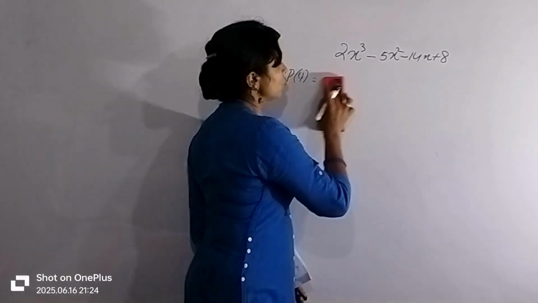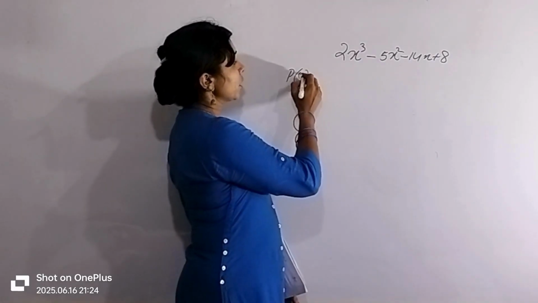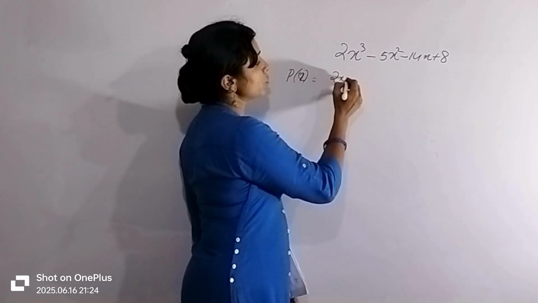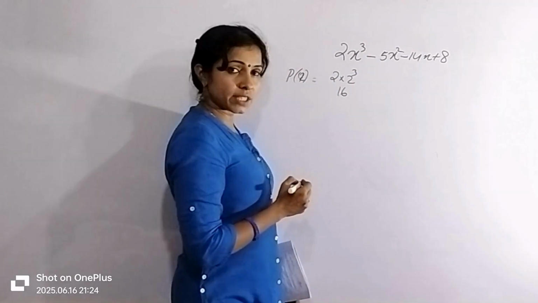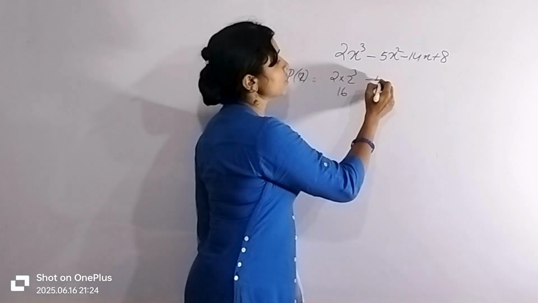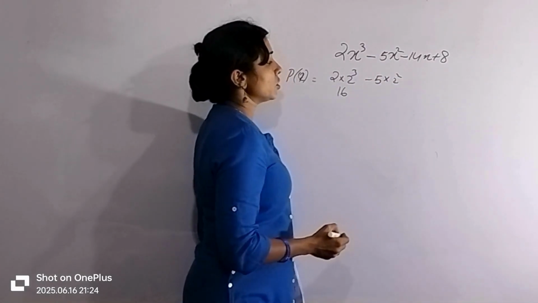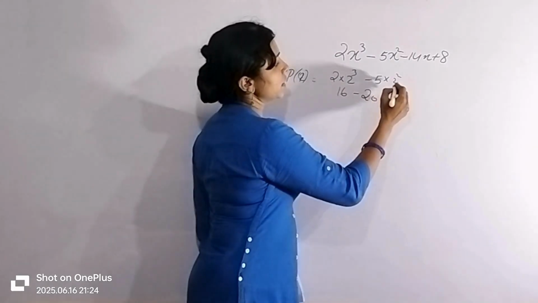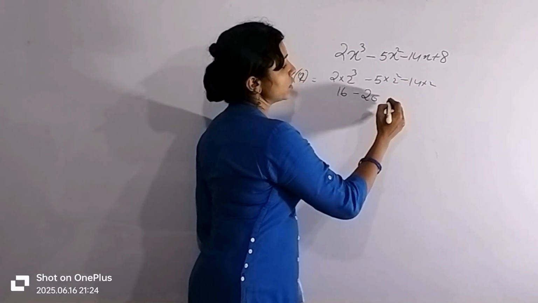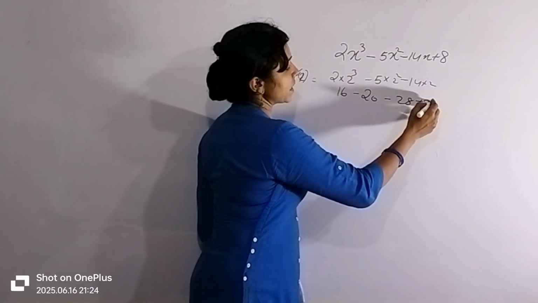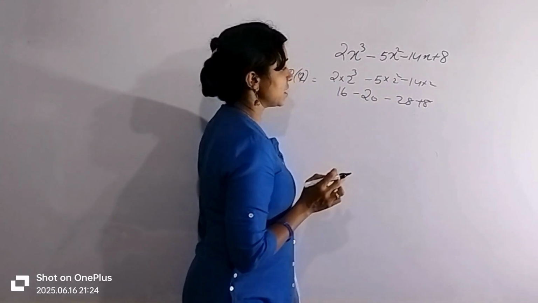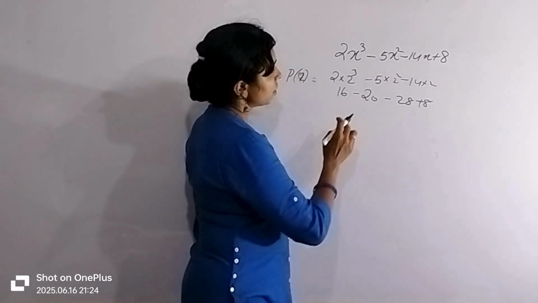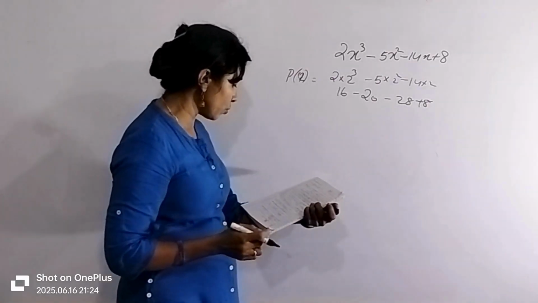So now I am putting 2, okay, just listen. 2 into 2 cube, that is 8 into 2, which is equal to 16, and minus 5 into 2 square, so again it will become 20, then minus 14 into 2, that is minus 28 plus 8. Here 16 plus 8, 24, then minus 20, this is also not okay.